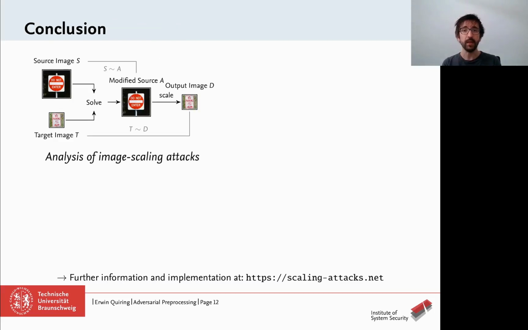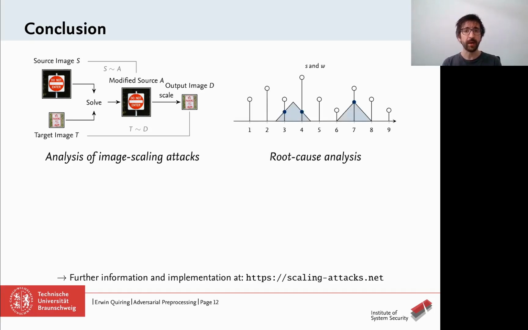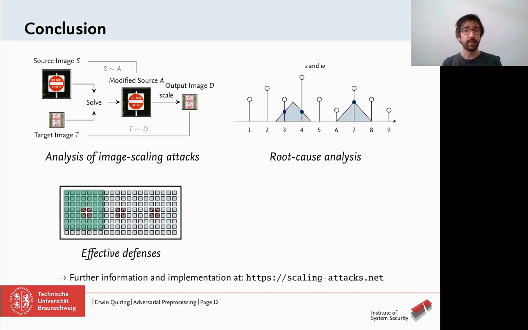expect. So in summary, scaling attacks are a new class of attacks that we call preprocessing attack. And they need to be considered in addition to traditional attacks like poisoning, model stealing, adversarial examples, and so on. Our work gives a first comprehensive analysis of these attacks by providing a comprehensive root cause analysis that allows us to derive effective defenses to prevent the attack.